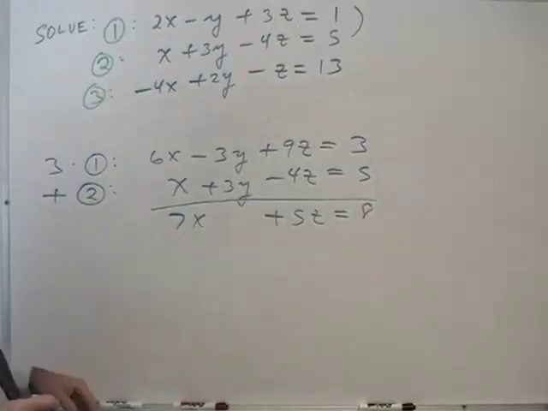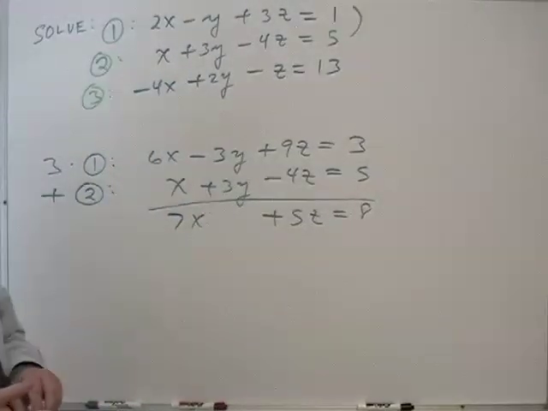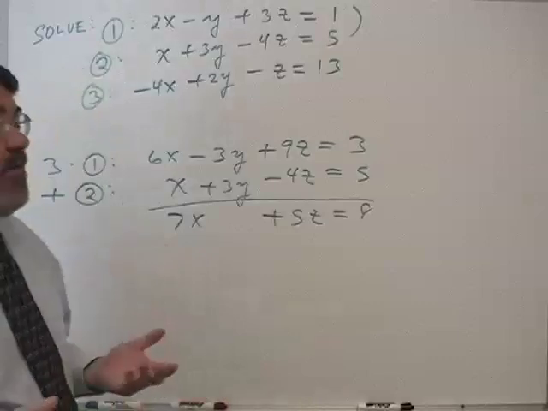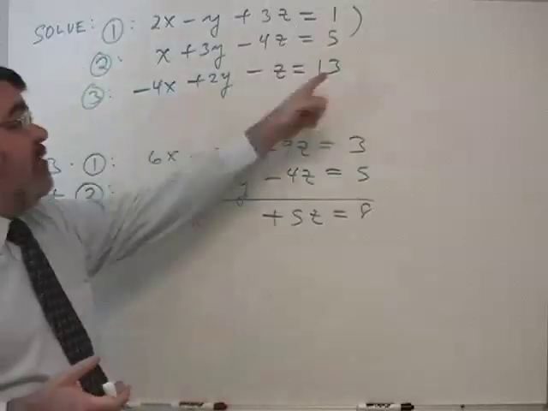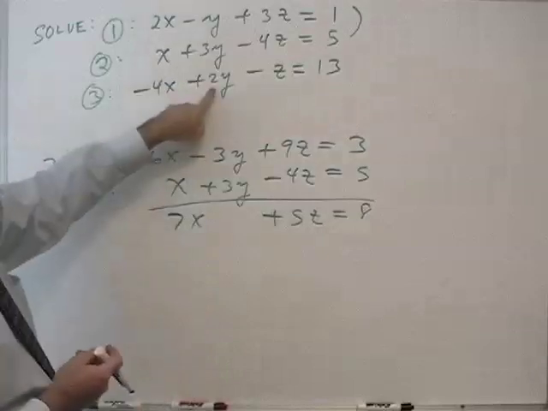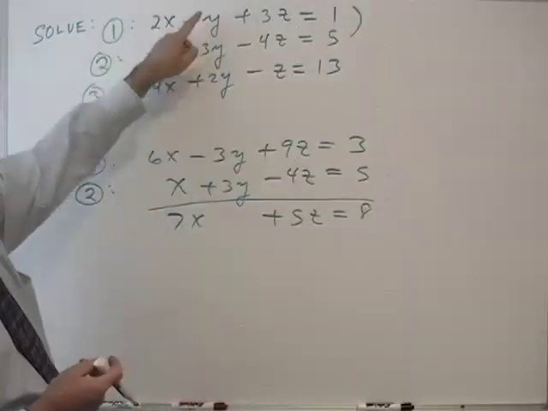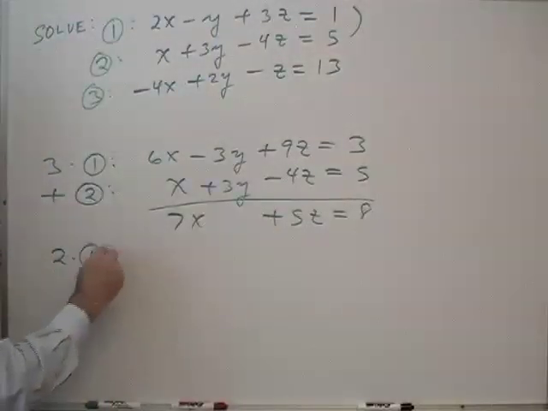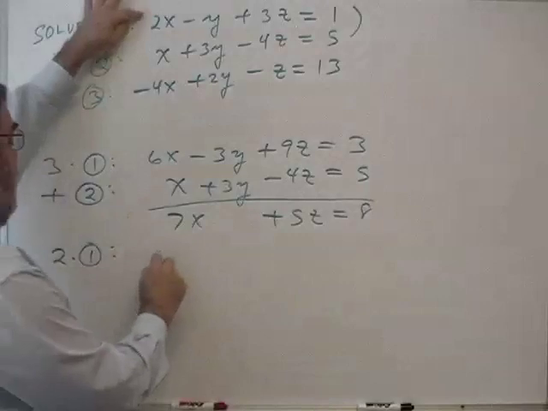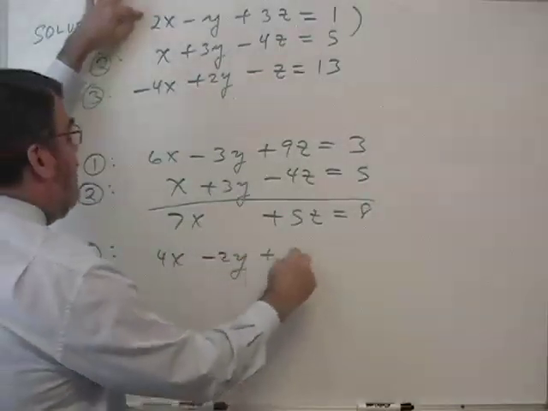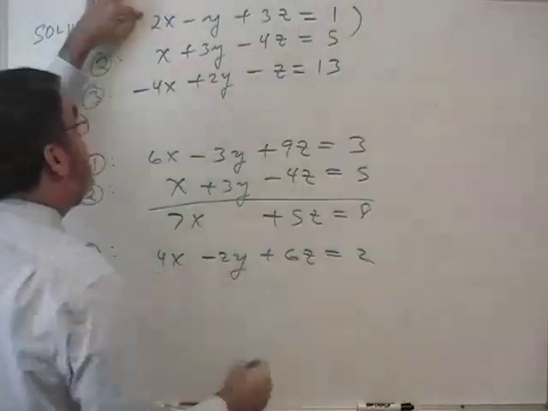Now to proceed, and I think it'll become apparent why I'm doing this, I've got to eliminate y one more time. And in so doing I have to involve the third equation because we haven't used it yet. So to eliminate 2y, I'm going to multiply the top equation, this time times 2. So 2 times equation 1 gives me 4x minus 2y plus 6z equals 2.